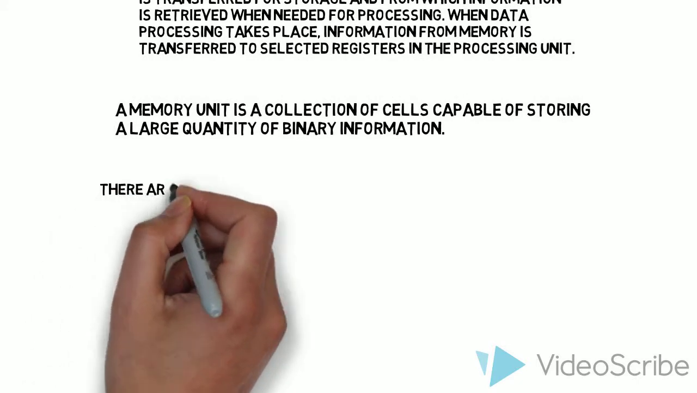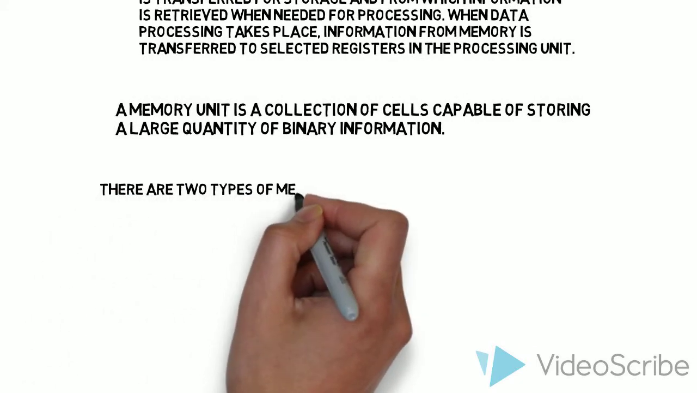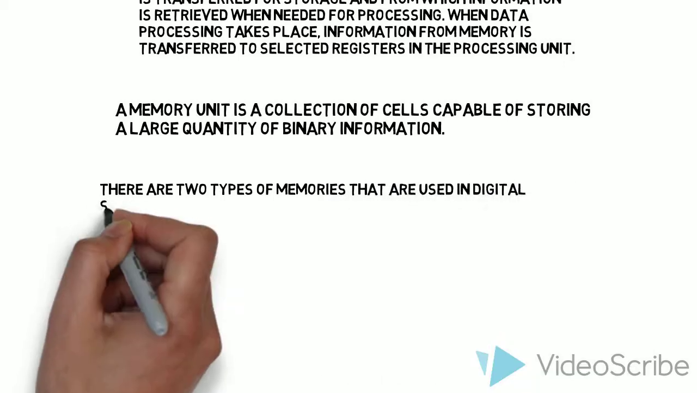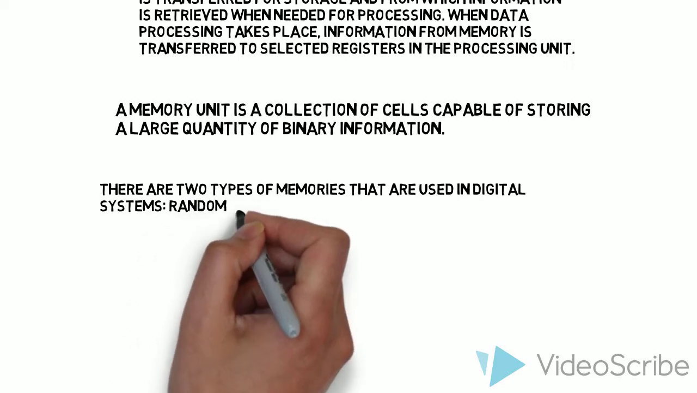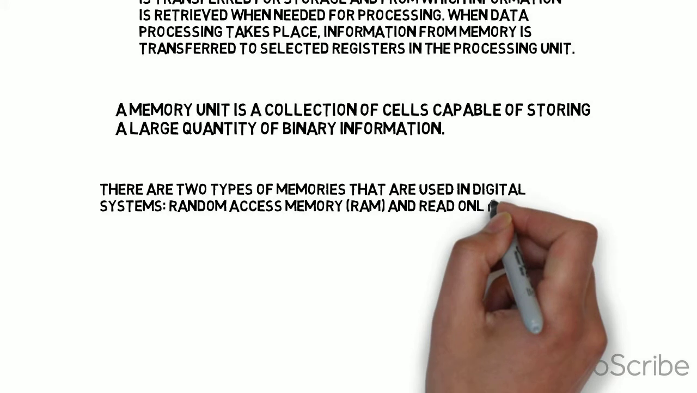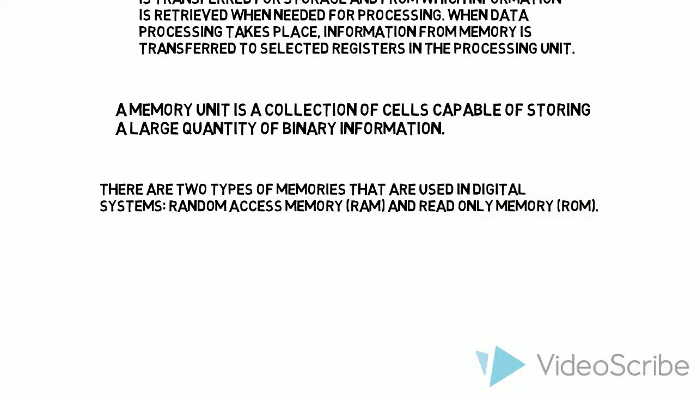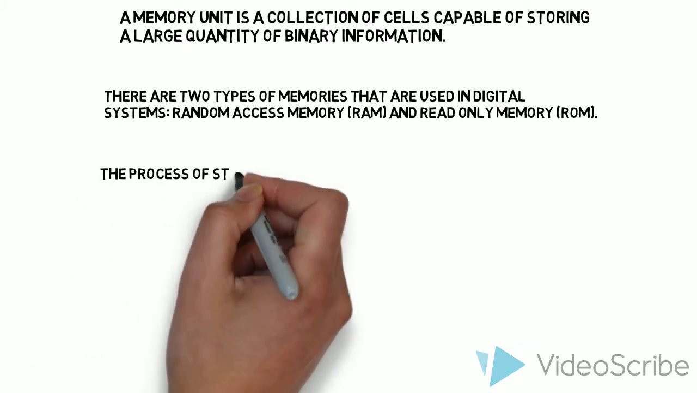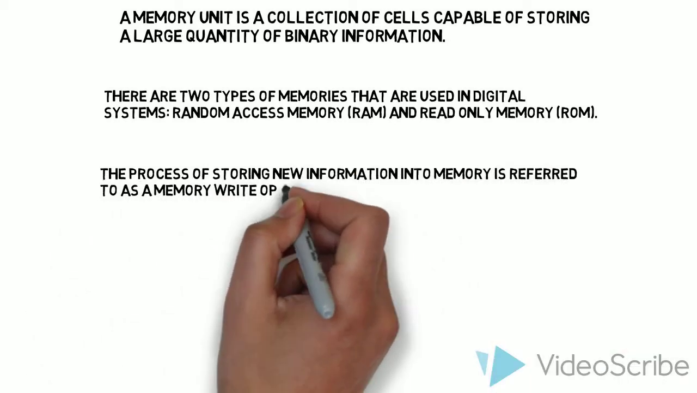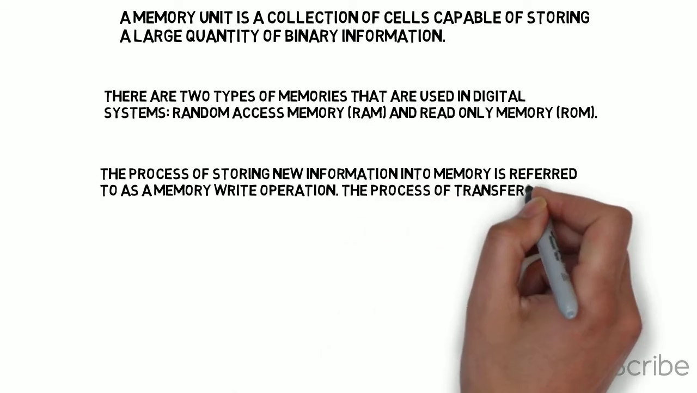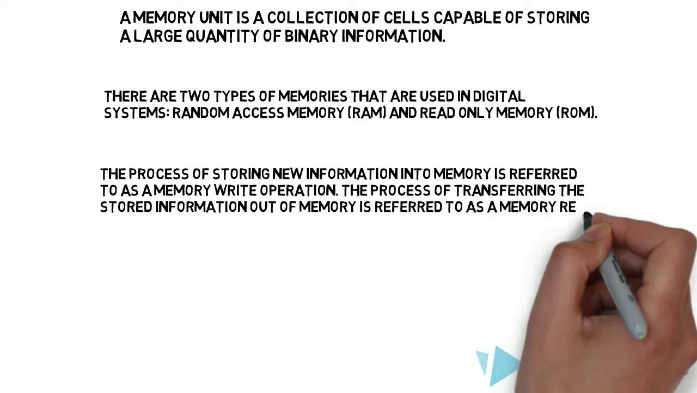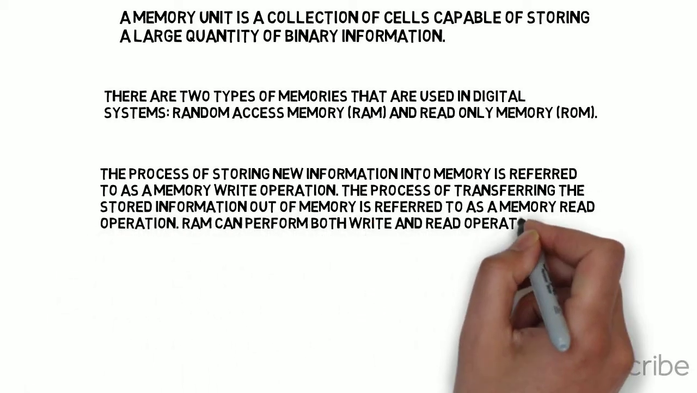There are two types of memories that are used in digital systems: the random access memory, or the RAM, and the read-only memory, the ROM. RAM stores new information for later use. The process of storing new information into memory is referred to as a memory write operation. The process of transferring the stored information out of memory is referred to as a memory read operation. RAM can perform both write and read operations.